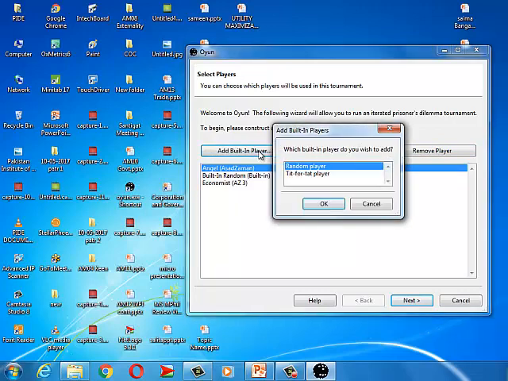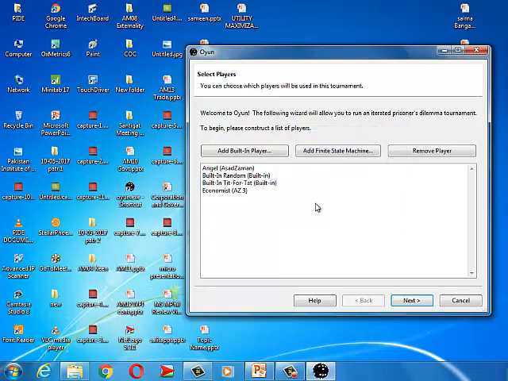Yes. Now this tit for tat player, this is a very strong player. What he does is, he just does whatever the other player did on the previous move. So if you cooperate, I cooperate. If you defect, then I will defect on the next move. If you cooperate, I will cooperate on the next move. So let's see how this one does. I'm going to add the tit for tat and see what happens.